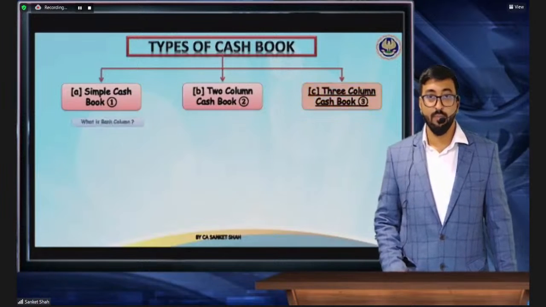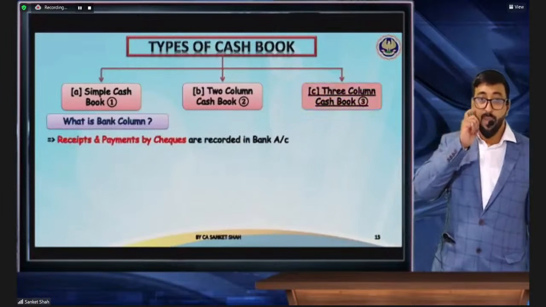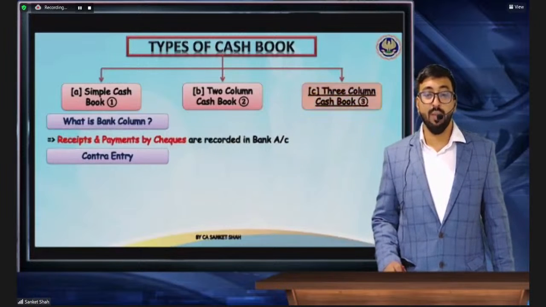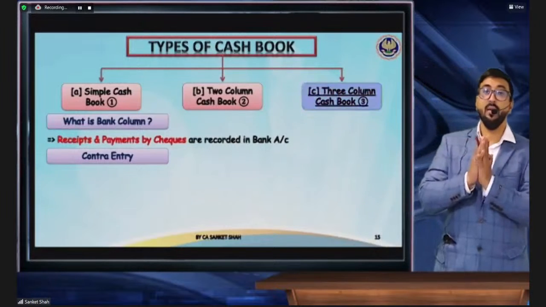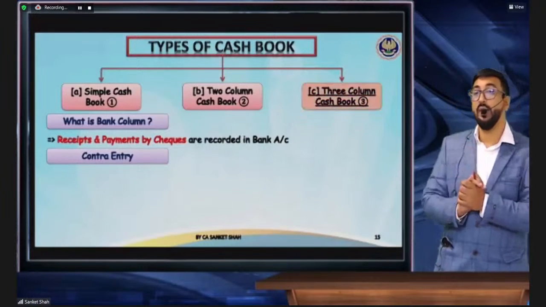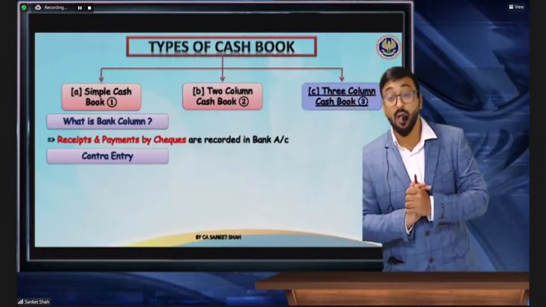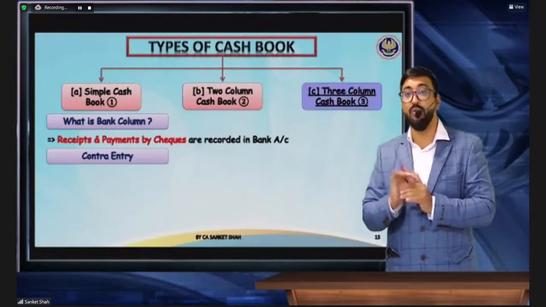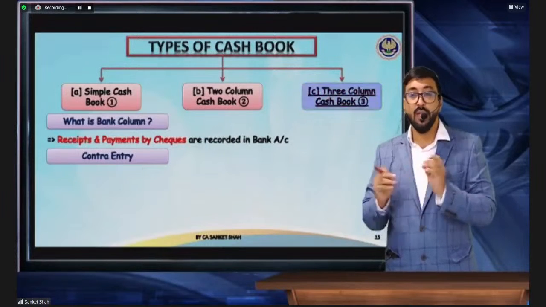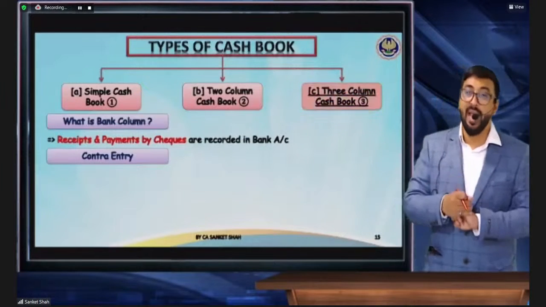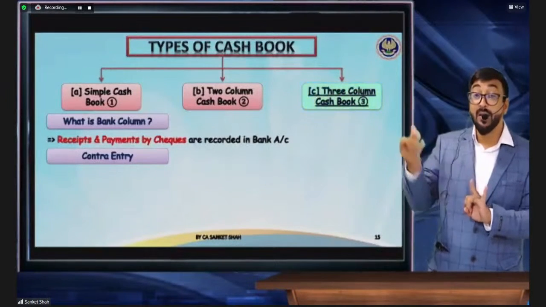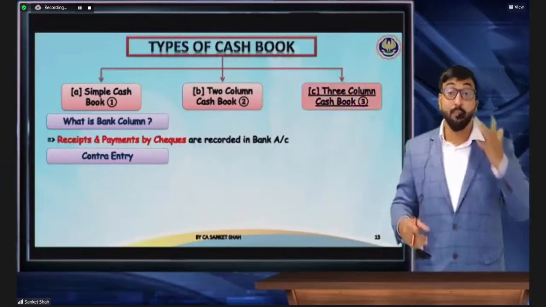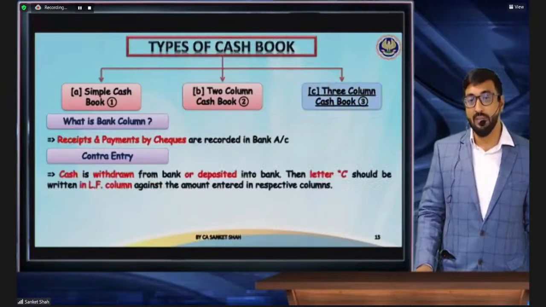Understand it. What is the bank column? Receipts and payments by cheques. So beta, receipt and payment. Now here, one extra account that we are going to prepare, and that is the bank account column. So this is the last one. In the 3-column cash book, we prepare the cash account. If we are receiving any cheque, it goes on the receipt side, and when we are paying any cheque, it goes on the payment side.